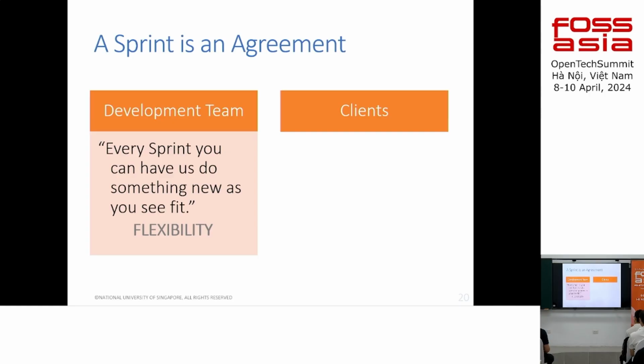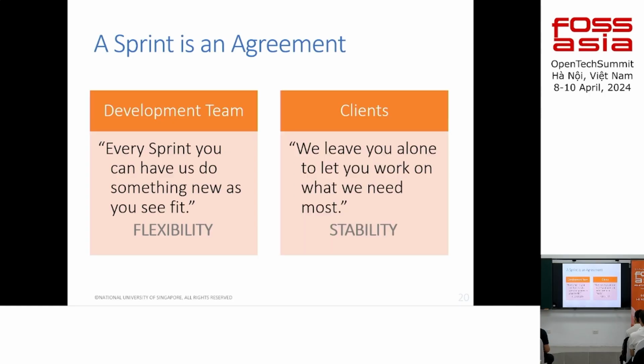And this is also an agreement from the customer to the development team, to say, we will leave you alone to do the work. We trust you to be able to complete the work that we told you we want already, okay? So this is the client's promise to the development team of stability. We will let you do whatever it is for that sprint. We won't interfere with you. After the sprint, we can tell you something new that we want, okay? So this is what it means by a sprint is an agreement.